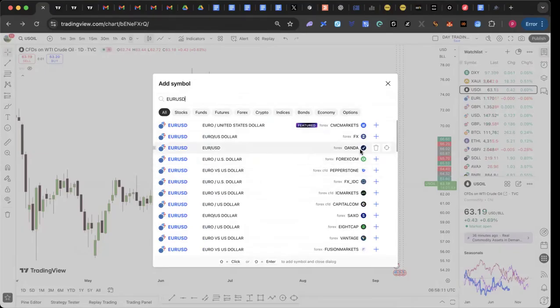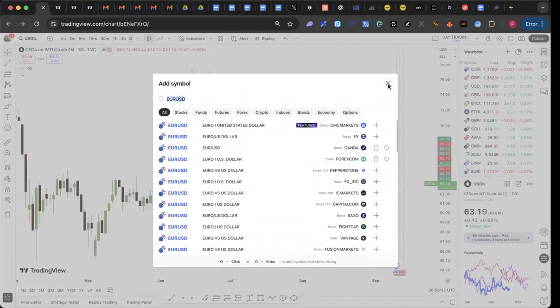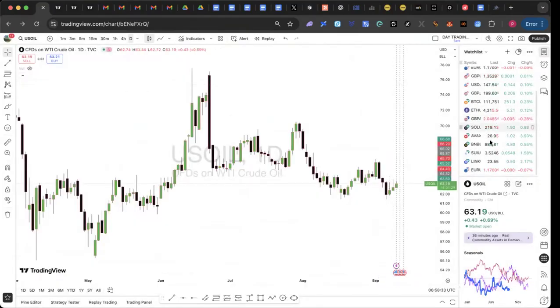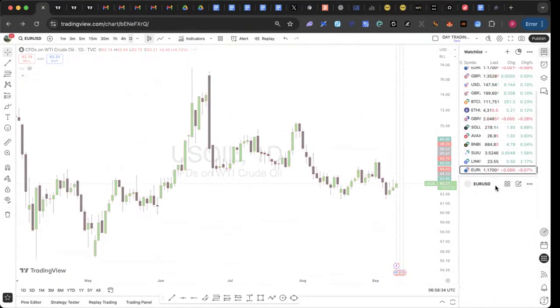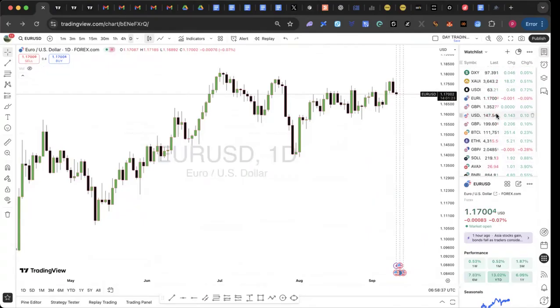So I use OANDA. Maybe you're using CMC Markets, or Forex.com, or whatever. So anyone, you are good to go. Let's say I put in Forex.com, and then it's going to be added to my chart. Very simple. It's going to be added to my chart.